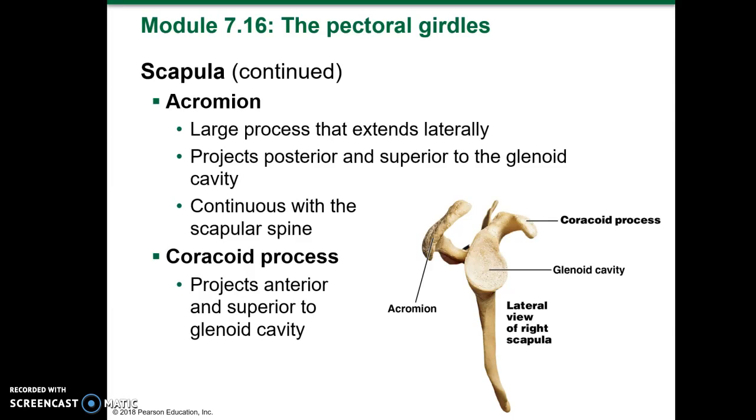The acromion is a large process that extends laterally. It projects posterior and superior to the glenoid cavity and is continuous with the scapular spine. The coracoid process is right anterior and somewhat inferior to the acromion, but it is superior to the glenoid cavity.